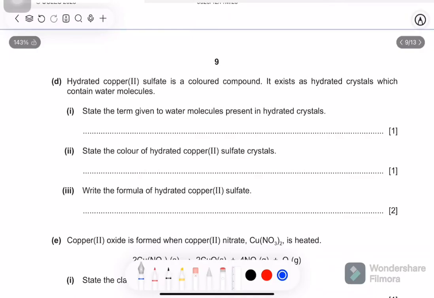Hydrated copper II sulfate is a colored compound. It exists as hydrated crystals which contain water molecules. State the term given to water molecules present in hydrated crystals. So normally we have a solution in which there are substances dissolved, but this is hydrated crystals. When you look at them, they'll appear solid to you, but they have water absorbed in themselves, and the water we have in them is called water of crystallization.